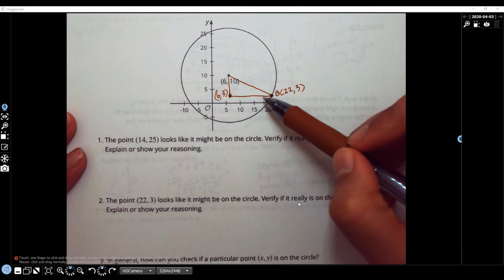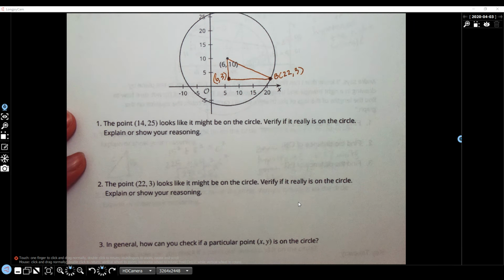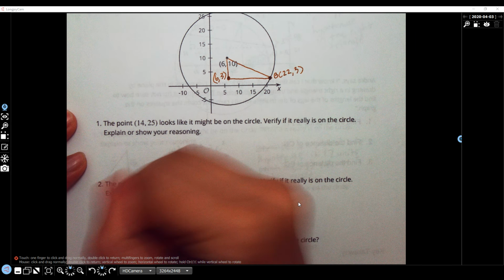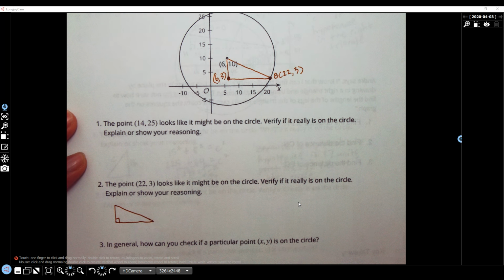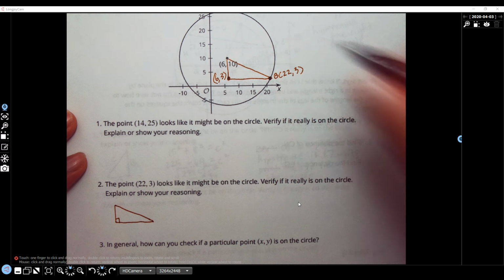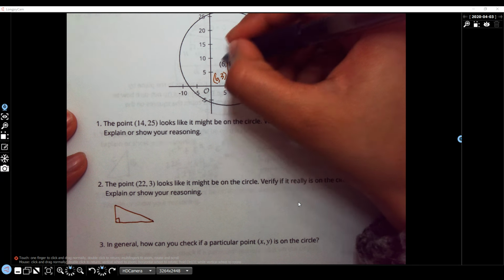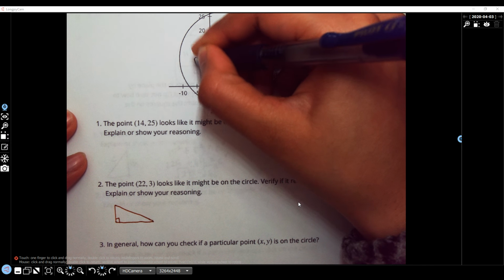Just like I did in the last video, I'm going to draw this out below as a separate triangle. Remember, this is our right triangle. So let's first find the distance between our center point and this missing point over here. I'm going to just draw this bracket.